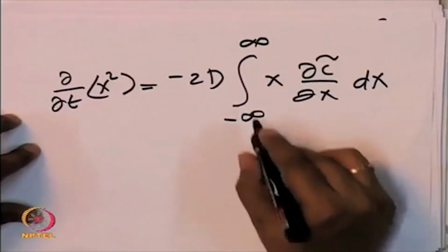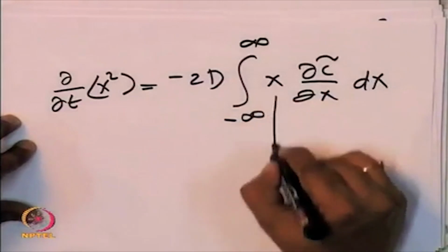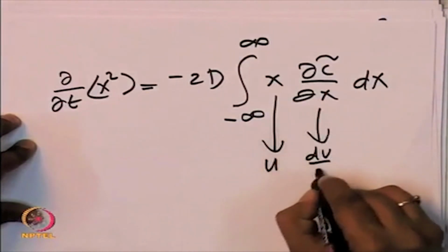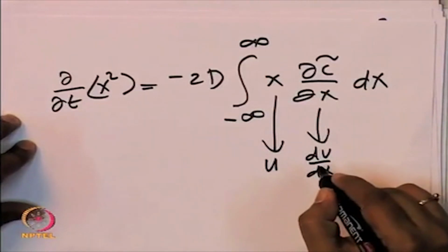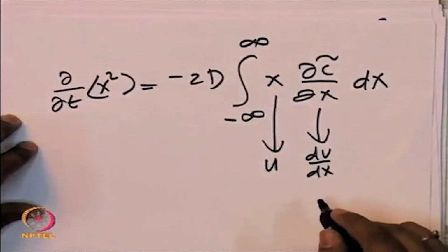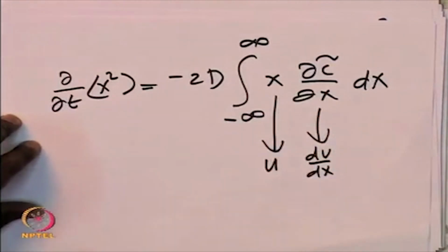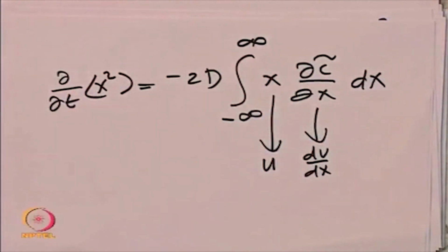Again, we can do this by integrating by parts. We can take this x as u and this as dv by dx, or del v by del x if you want, and you can integrate this by parts by the same formula that we used. And what do we get?